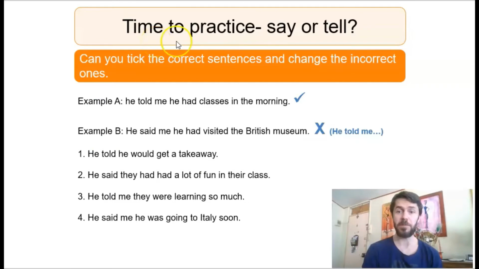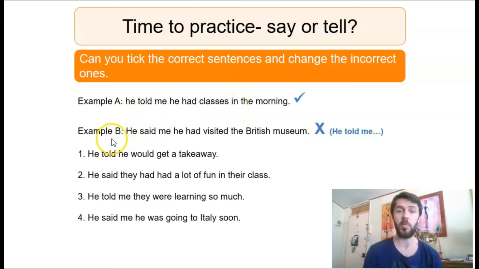So it's time to practice. Say or tell: can you tick the correct sentences and change the incorrect ones? For example A: He told me he had classes in the morning. That's correct, because remember, tell someone: he told me something.